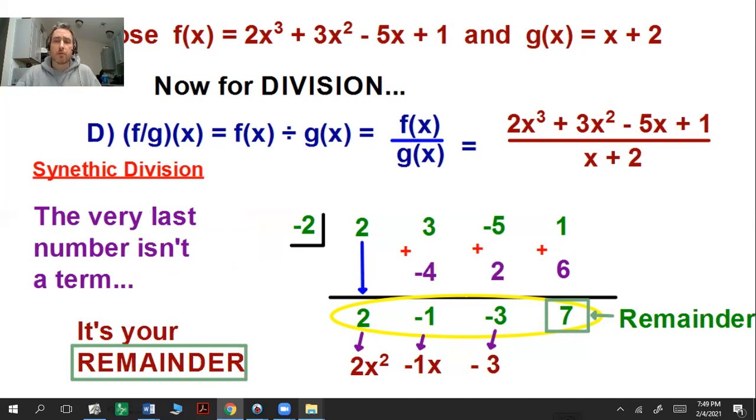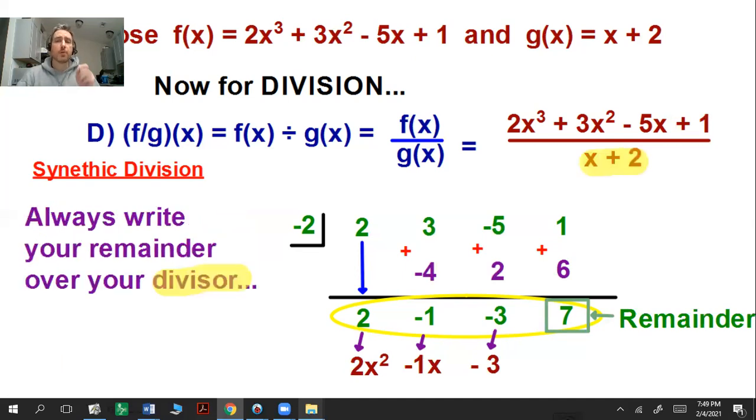So the way that you write your remainder is you always put it over your divisor. So your divisor was x plus 2 over here. So we're going to write plus 7 over x plus 2. So your final answer is 2x squared minus x minus 3, and then your remainder plus 7 over x plus 2.